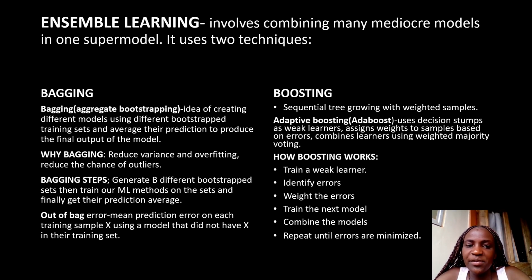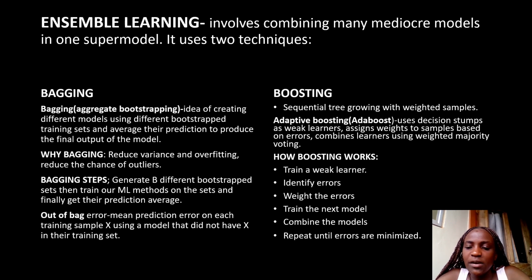So module 5 is about ensemble learning, which involves combining many mediocre models into one super model. It has 2 techniques mostly: there is bagging and there is boosting. Now for bagging, it's the same as bootstrap aggregating, which is the idea of creating different models using different bootstrapped training sets and averaging their predictions to produce the final output of the model.